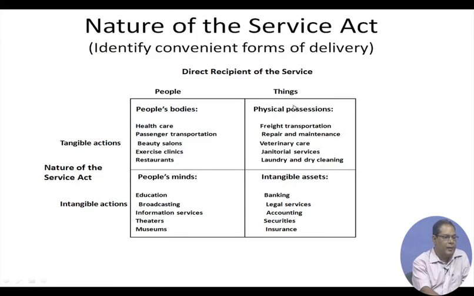And then there are tangible actions on things, like physical possessions: freight transportation, repair and maintenance, veterinary care, etc. And then intangible actions on people's minds, like education, broadcasting, information services, theaters, museums, etc. And intangible assets, like banking, legal services, accounting, securities and insurance.